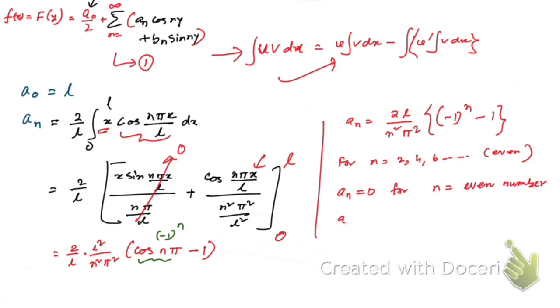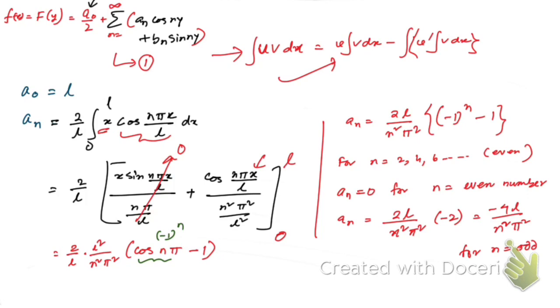And for odd numbers, (-1) to the power n for n odd is equal to minus 1. That's why we get 2L by n²π² times minus 2. That is going to be minus 4L by n²π² for n equal to odd.